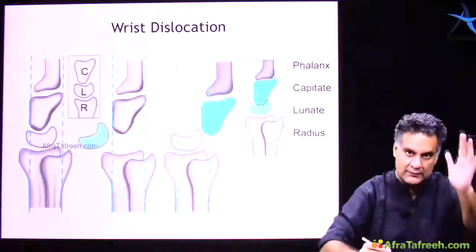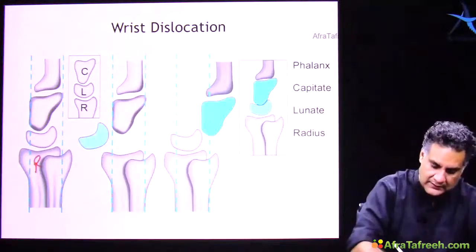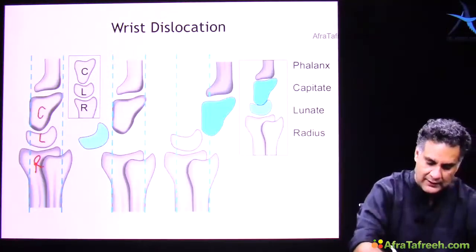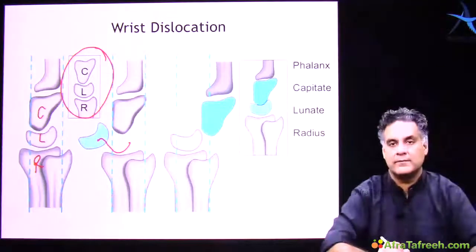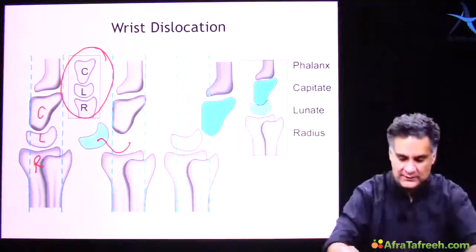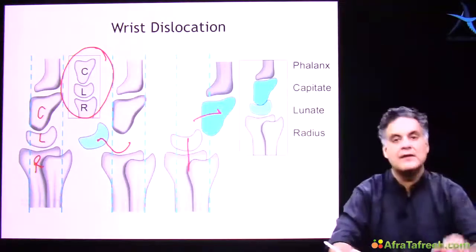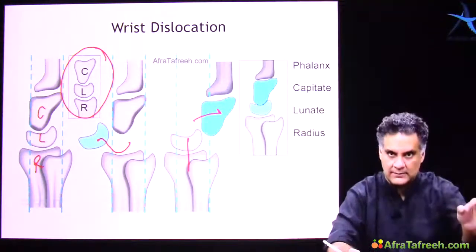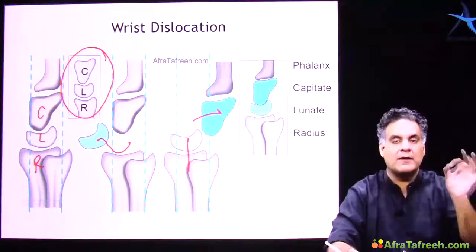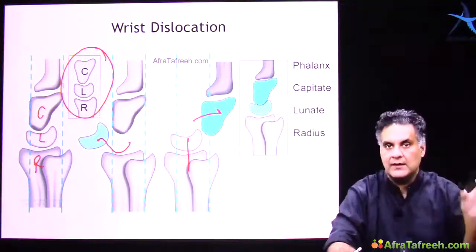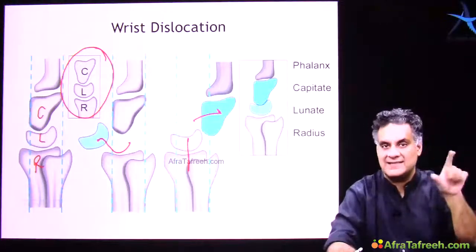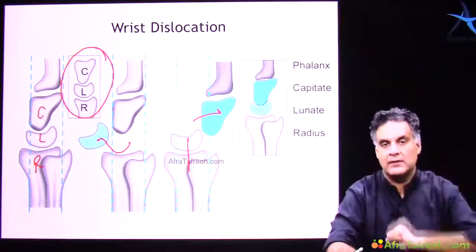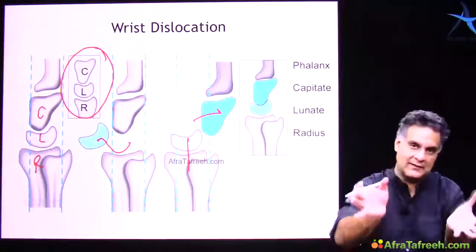If you look at the lateral view, the radius, the lunate and the capitate are in one line. If only the lunate comes out, this is called lunate dislocation. If the lunate stays in and all the others go out, it's called perilunate dislocation. Also remember one important key point: in lunate dislocation, on AP view, it looks like a pi sign, a pi of a bone. And on the lateral view, it looks like a spilled teacup sign, a teapot sign.